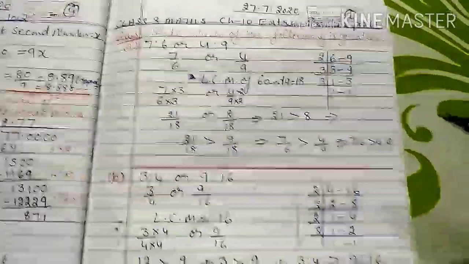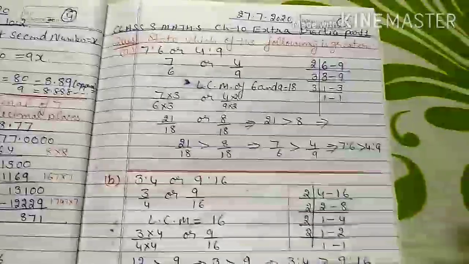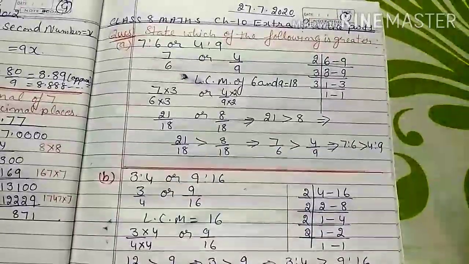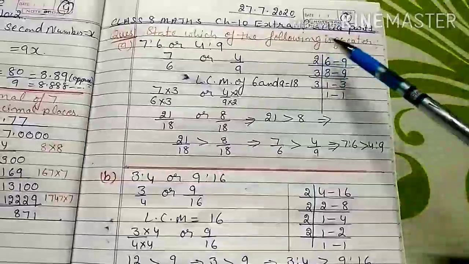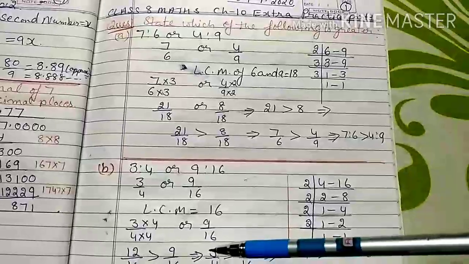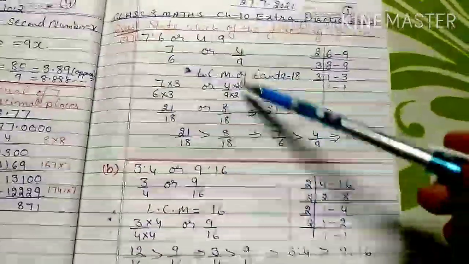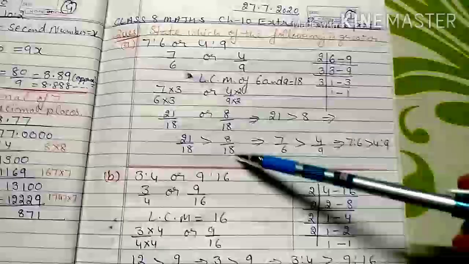Because there are 16 questions, I divide them: questions 1 to 8 are considered your part 1, and the rest of the questions up to 16 are considered part 2. In part 1, question number 1, state which of the following is greater. You have four pairs of ratios given to you. You have to compare them with each other, which one is greater and which one is lower.